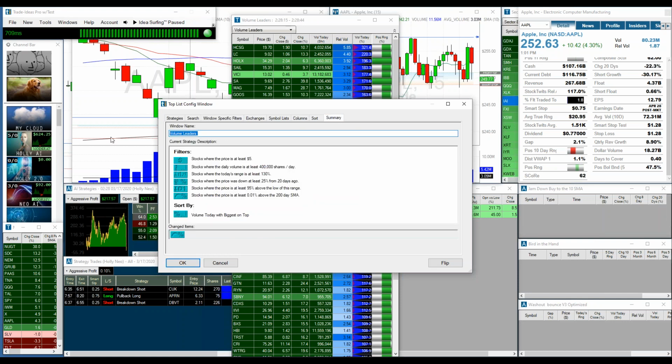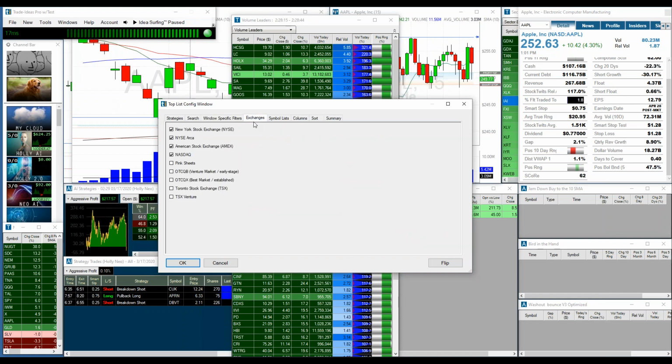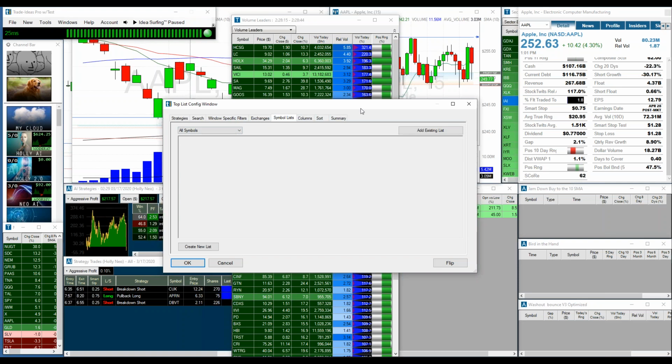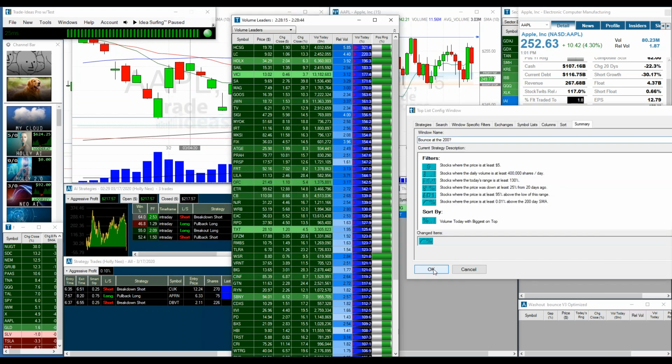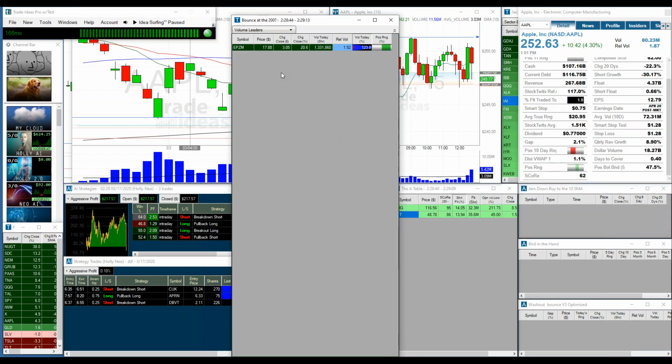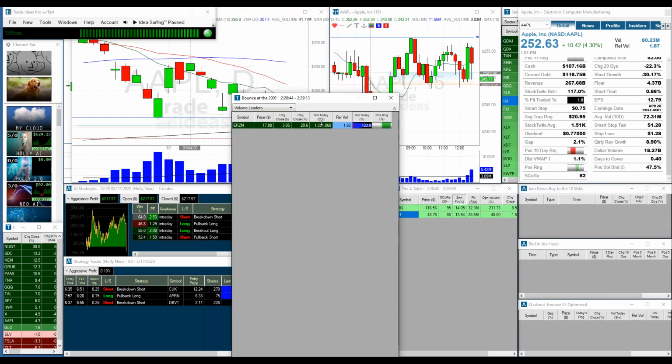Let's do a little cleanup work here. "Bounce at the 200?" is going to be the name of this scan. And we're going to scan for everything, all symbols. All right, so I'm going to hit OK. Let's see if this shrinks up this list a little bit. Boy, did it.